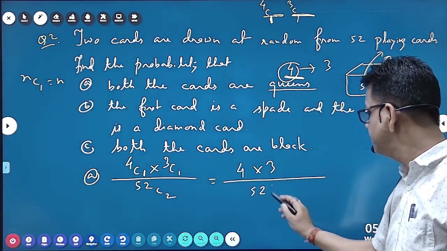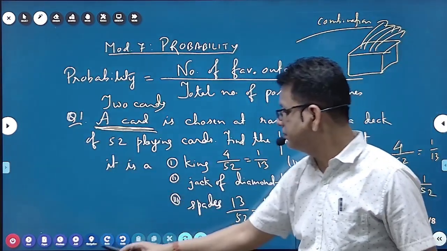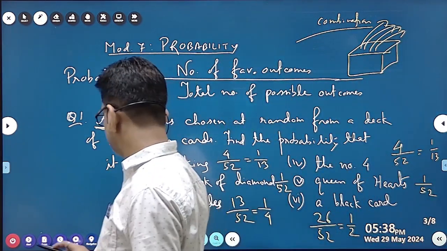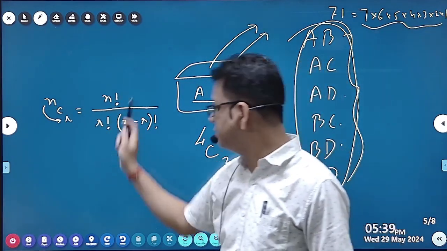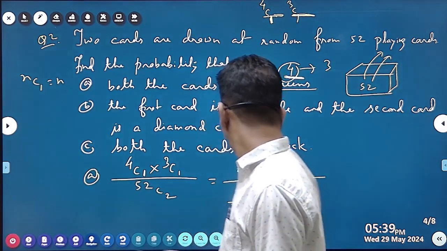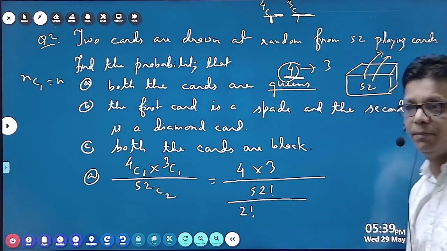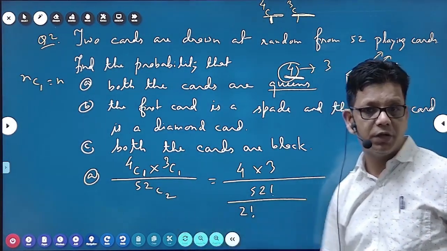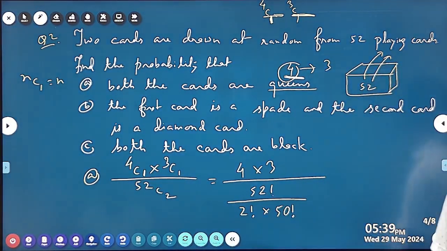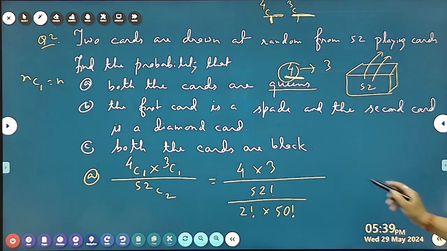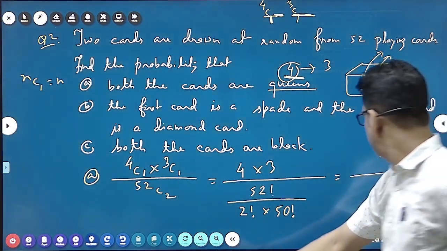52C2, what is the formula? n factorial over r factorial times n minus r factorial. So n means this first number. So here, 52 factorial down, r factorial, which is r? 2 factorial, multiplied by 52 minus 2, how much? 50 factorial. Okay, I'm showing the calculation for this. Done now? Is it okay? Now, 4 times 3 is 12, we don't have any problem in that. Yes or no? Now coming to the denominator.